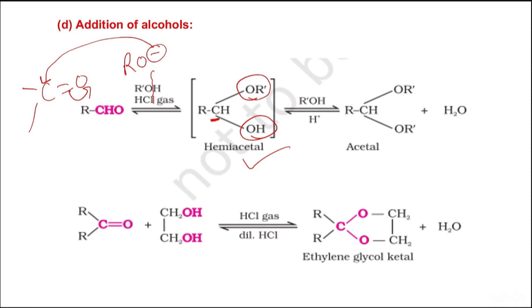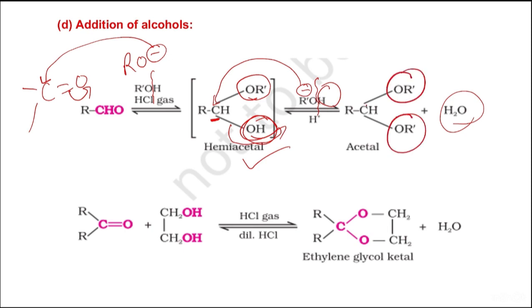Then you are taking one more molecule of alcohol, same way it will dissociate, another nucleophile is coming and attacking on this carbon, simultaneously this OH will go out and you get water. H plus from here, OH from here will give you water, and another OR minus has attacked. So, now I have two OR, two alkoxide groups on the same carbon. This is called acetal. This is a very important reaction under this.